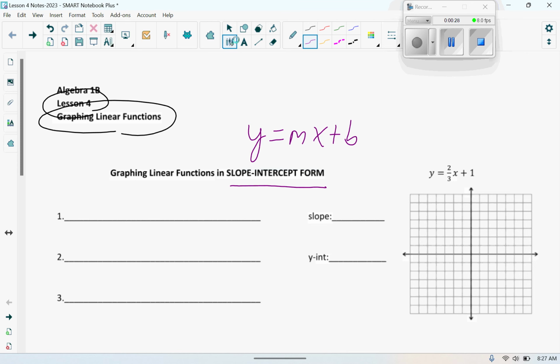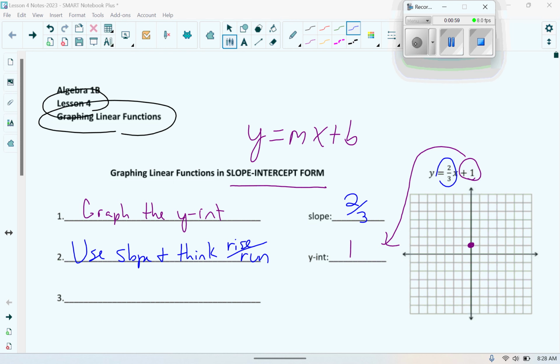So when it's in this form, you're going to start right here and you're going to graph the y-intercept. So that's the first thing that you need to know. The y-intercept right here is 1. So we're going to plot that right there on the y-axis. And then the second thing is we need to use this as our jumping off point, and we're going to use the slope. So the slope is the next thing. The slope is right there.